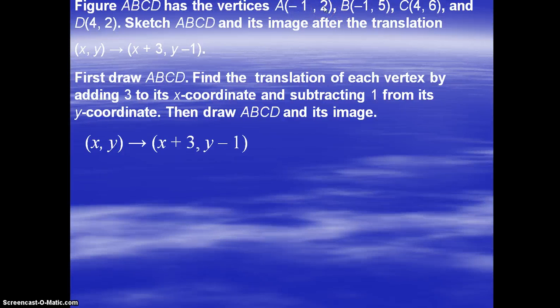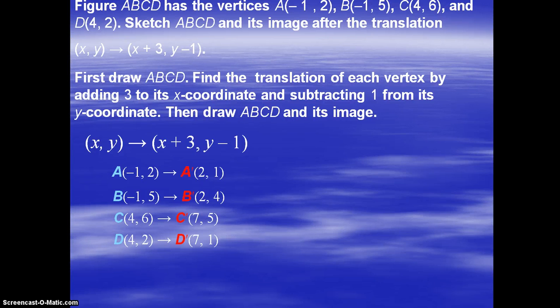And if I subtract 1 from 2, I will get 1. So our image of A is going to be at (2, 1). Repeating this process for B, when I add 3 to the x coordinate and subtract 1 from the y coordinate, I get (2, 4). Similarly with C, when I add 3 and subtract 1, I get (7, 5). And then doing the same thing for D, I get (7, 1).